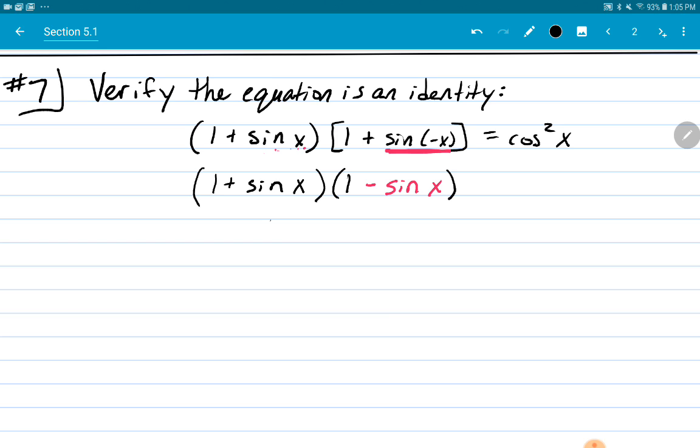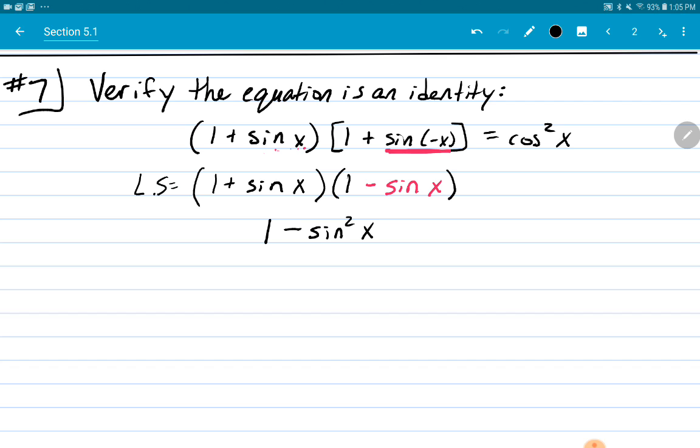Now I see that this looks like the difference of two squares, so I can unfactor this or multiply these together. And I get 1 squared, which is just 1, minus sine squared. And so I started with the left side of this equation to see if I can get to the right side to see if it's an identity.